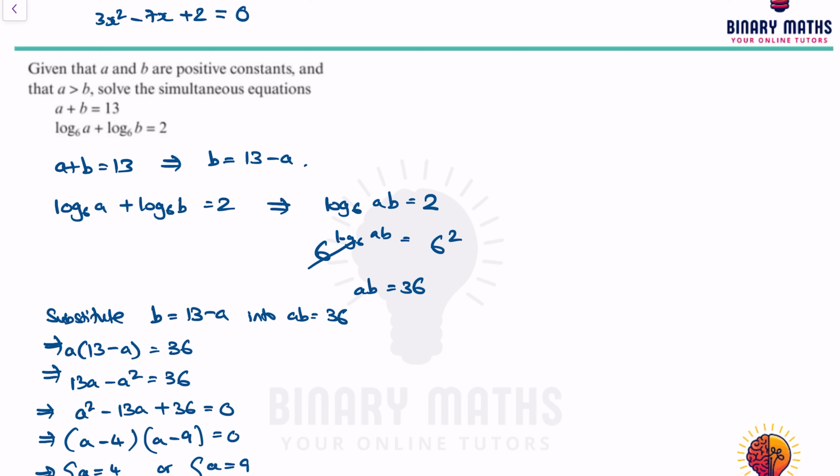But since we know from here a is greater than b, a must be equal to 9 and b must be equal to 4. And that would be a solution.